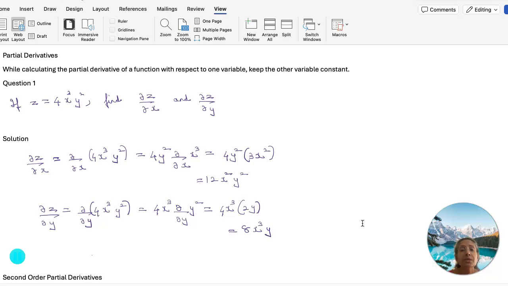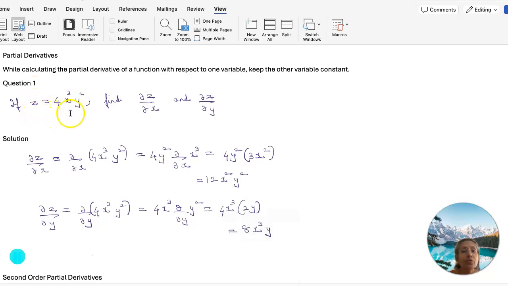Today we will be discussing what partial derivatives are, how to calculate the second order partial derivatives, and how to calculate the relative extrema and absolute extrema. While calculating the partial derivative of a function with respect to one variable, keep the other variable constant. For example, look at question 1.